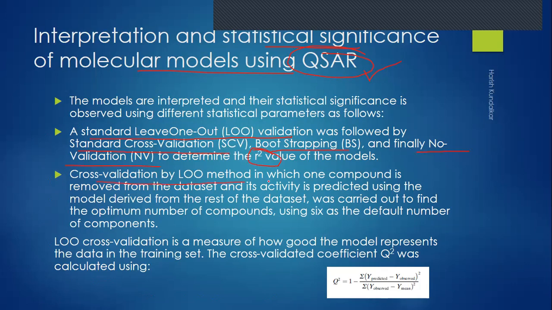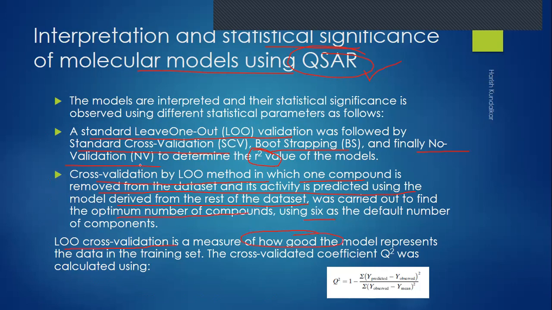Cross validation by leave one out is one in which a compound is removed from the data set and its activity is predicted using a model derived from the rest of the data set, using an optimum number of components. Usually six is the default number of components. Similarly, we have different types of validation. Leave one out validation is one of the better methods of validation.